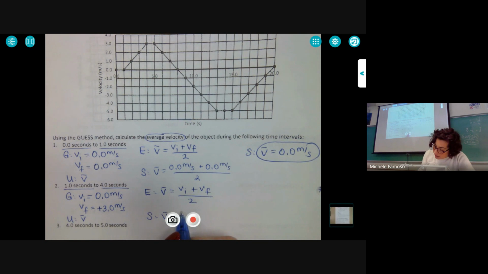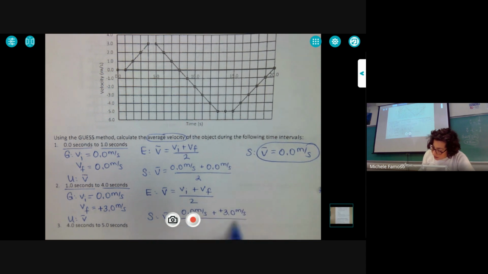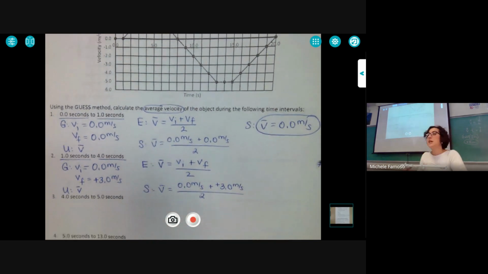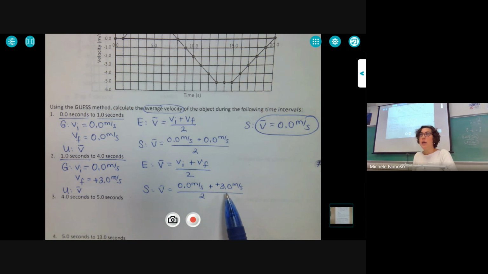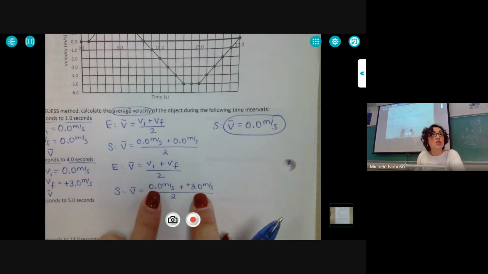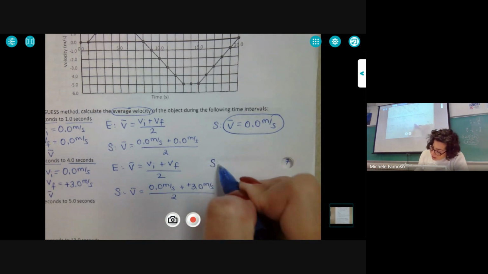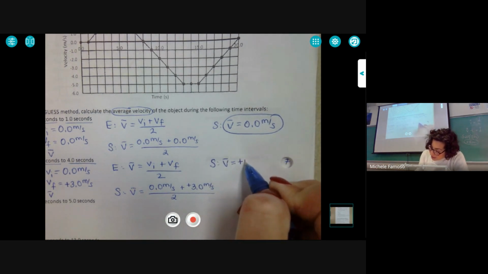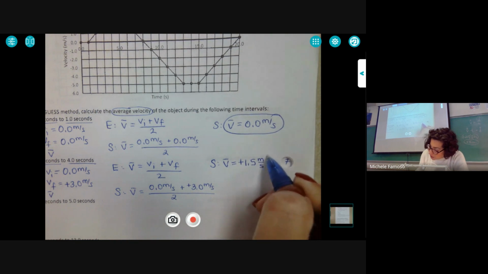So we're going to take 0.0 meters per second and add it to positive 3.0 meters per second and then divide by 2. The number 2 doesn't have sig figs, by the way. It's not a measurement. So if I add 0 to 3, you get 3. What's 3 divided by 2? 1.5. So we're going to keep the precision. So that means the average velocity is positive 1.5 meters per second.